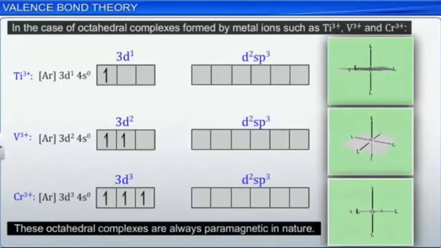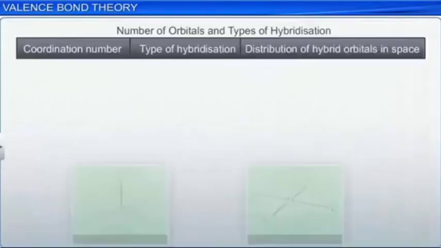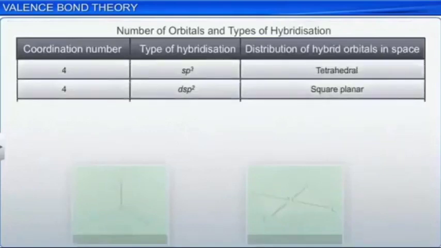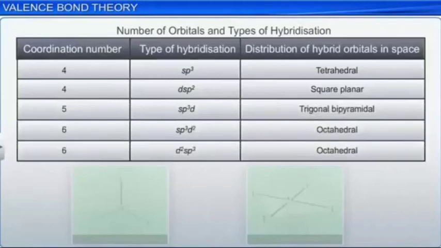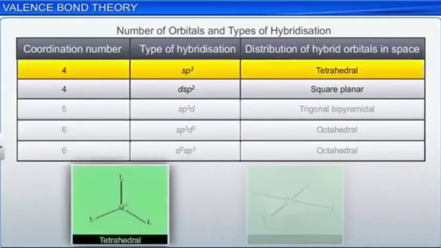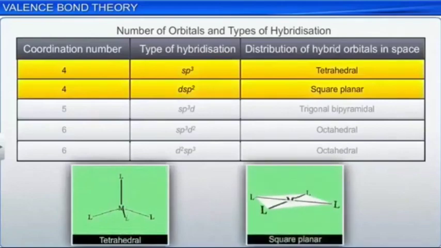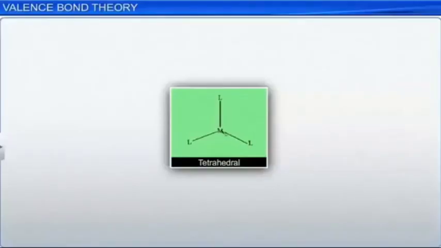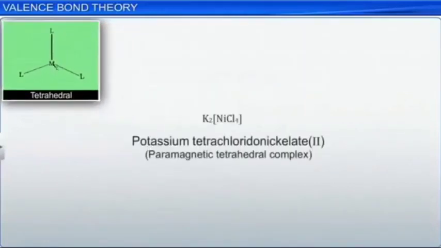Now let's study complexes with the coordination number 4. You know that when the coordination number is 4, the complex may either have tetrahedral geometry or square planar geometry. We will first examine a paramagnetic tetrahedral complex, potassium tetrachlorido nickelate 2.